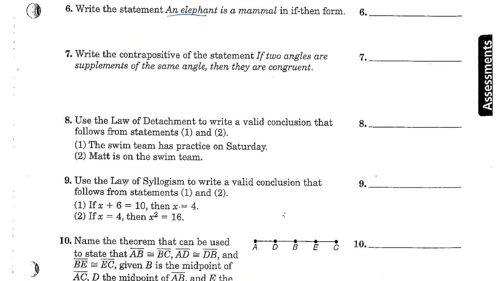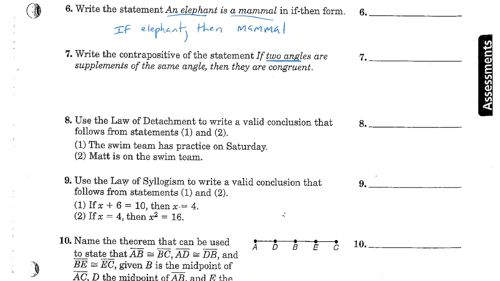Okay, so an elephant is a mammal, so that's if elephant, then mammal, right? I'm not doing super English grammar here, but that's the idea. If it's an elephant, then it's a mammal. Or if an animal is an elephant, then the animal must be a mammal. You could rephrase it in lots of ways. Okay, write the contrapositive of this statement.